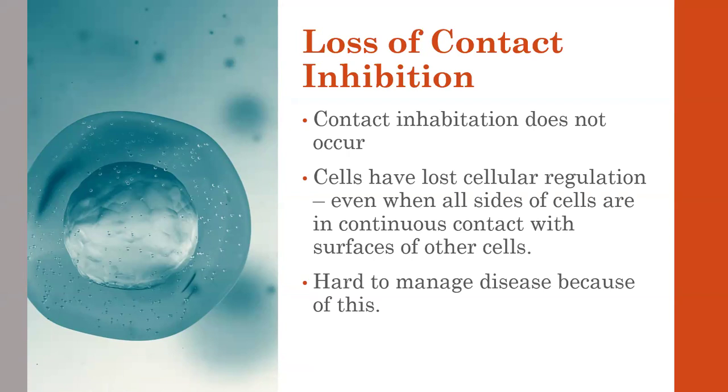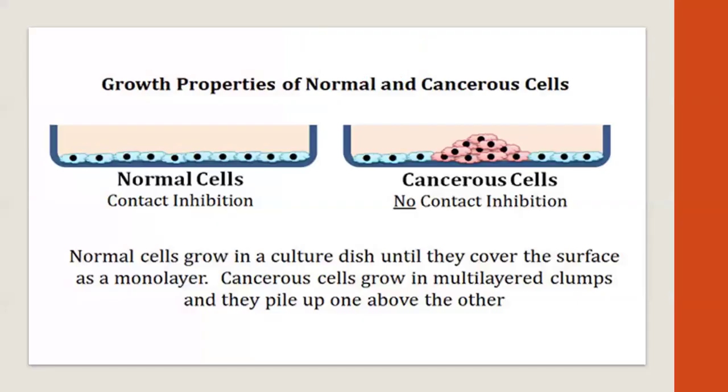Now, with cancer and with malignant cells, contact inhibition no longer occurs. So what this means is that the cells will start to invade neighboring cells. The cancerous cells invade the good neighboring cells, and it's hard to manage the disease because of this. There's movement to other organ systems that are right next to it. For instance, liver cancer can move to the lung, it can move to the esophagus that's right next to it. And so the disease becomes very, very hard to manage as a result of this.